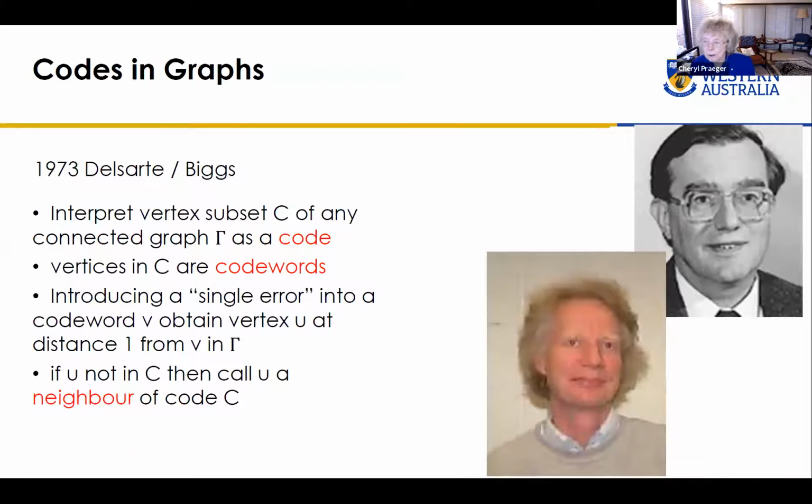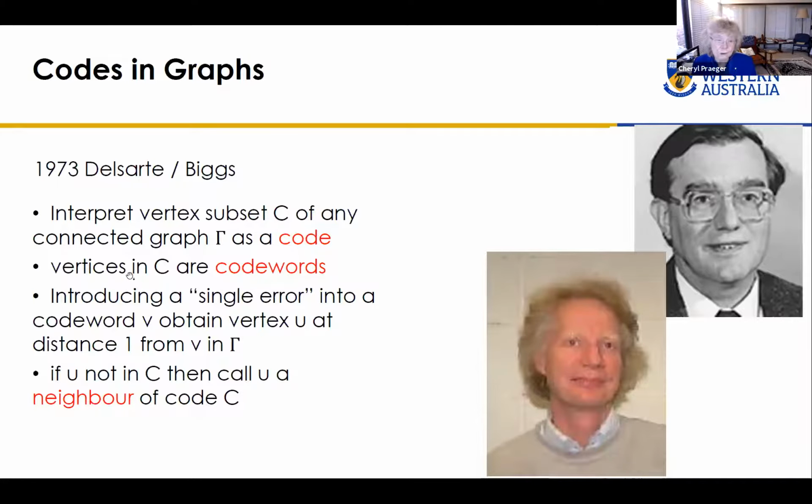Okay, so I'm going to talk about codes and graphs. The reason that we're looking at codes in graphs goes back to two papers, one by Delsarte, one by Biggs, as far as I know independently, both published in 1973. And they suggest that we should interpret a subset, let's say C, of vertices of any connected graph Gamma as a code.